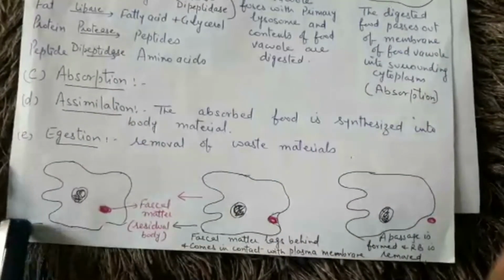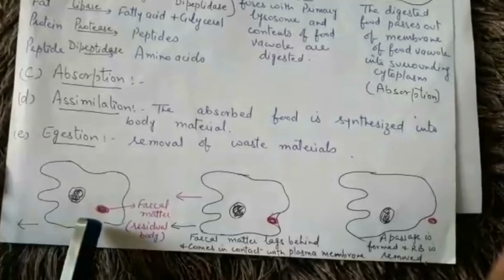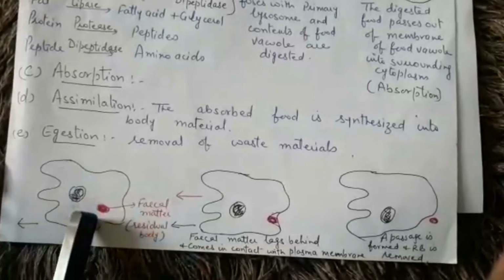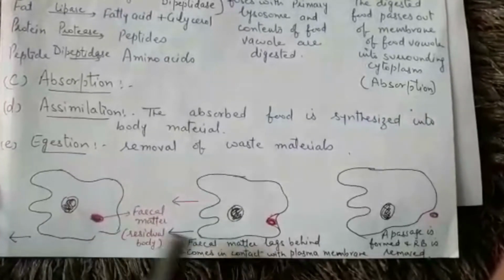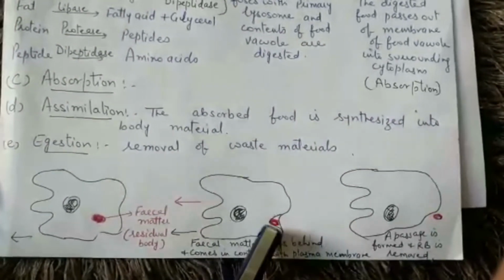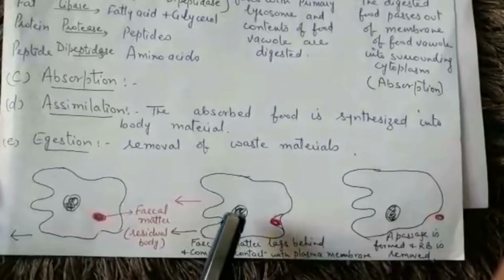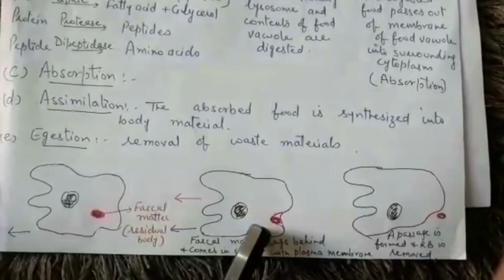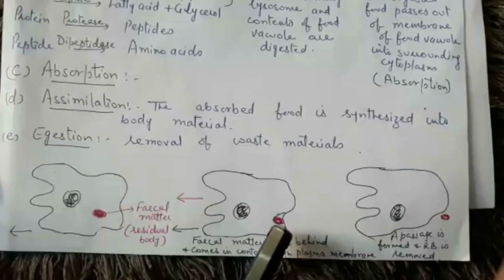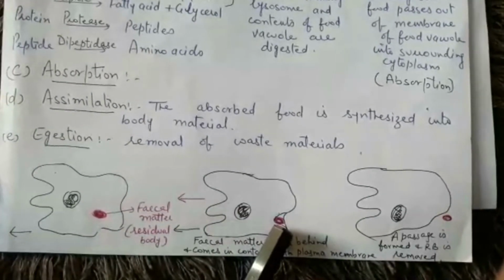For example, amoeba is creeping in this direction. So this fecal matter is comparatively heavier in weight than the surrounding cytoplasm. So fecal matter will come in contact with the plasma membrane because it will lag behind. The animal is creeping forward, the cytoplasm is moving forward, but the fecal matter, being heavier, stays behind. So it will come in contact with the plasma membrane.